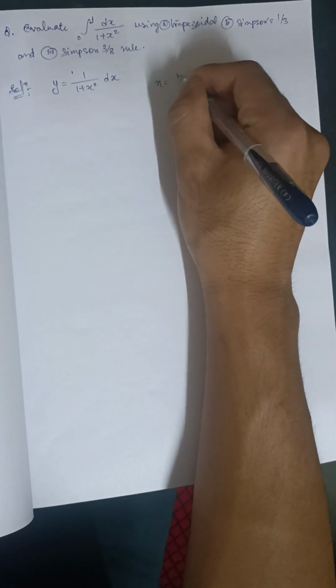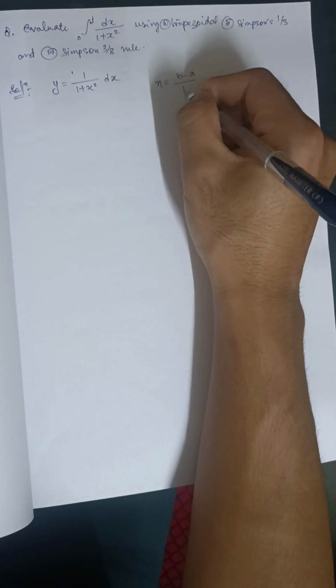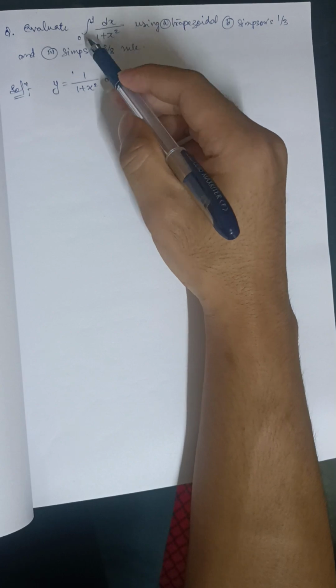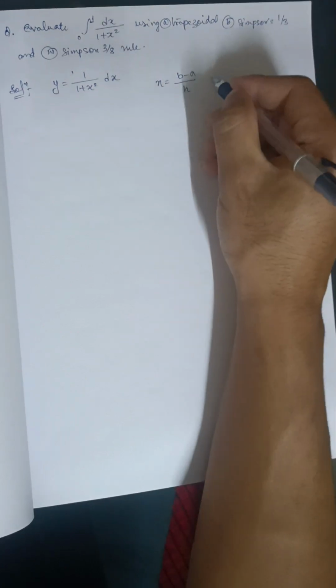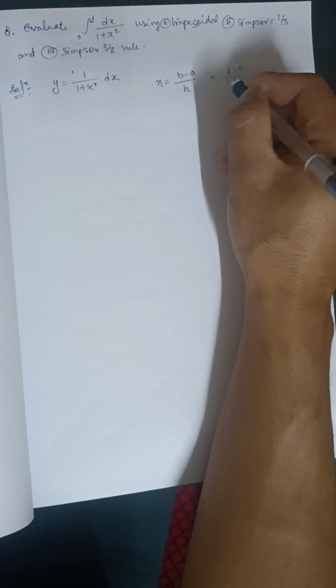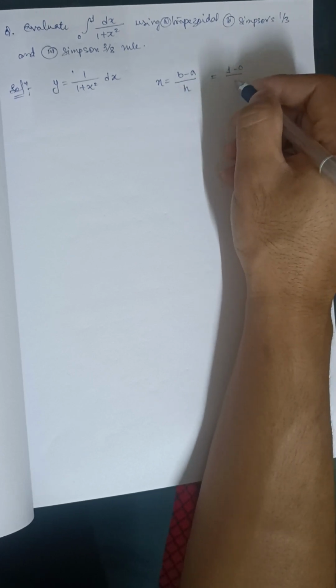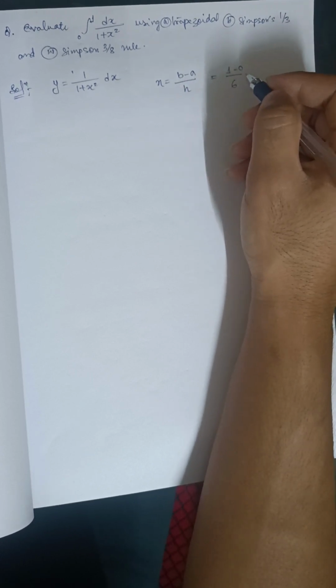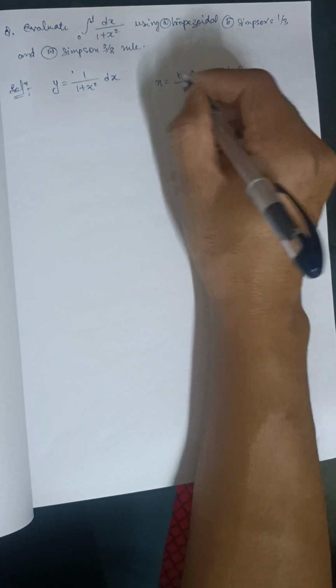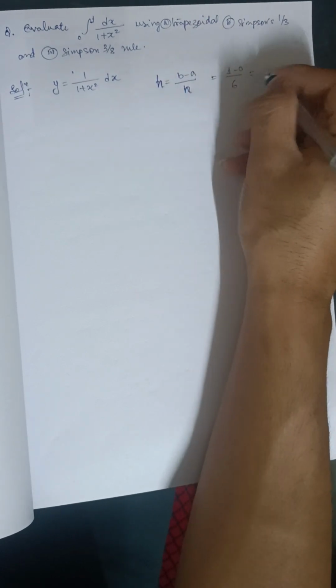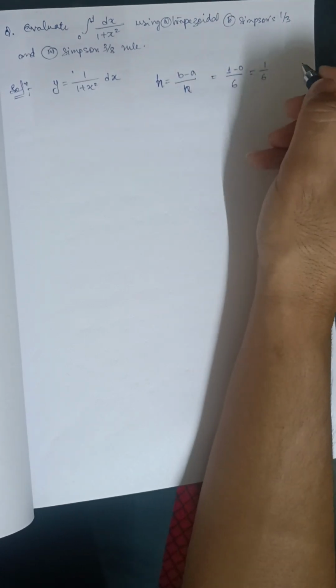We all know that h is equal to b minus a upon n, where b is 1 and a is 0. So we'll have here 1 minus 0 upon 6. Sorry, this one will be n, and this one will be h. So we'll get here h equals 1 by 6.